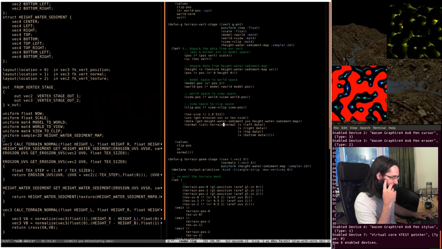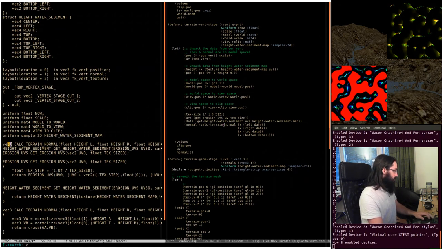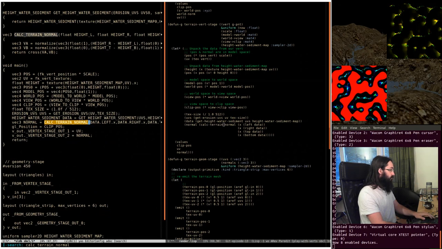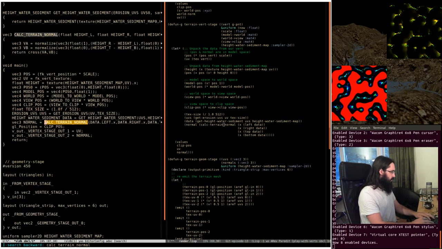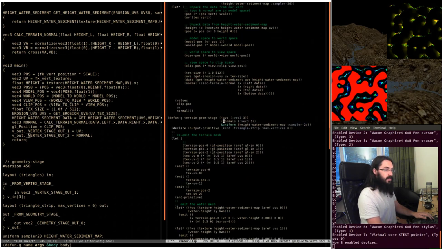Clip boss, UV, normals. Yep, UV and normals. Should have been a vec3. Dark terrain normal does return a vec3. Come on. So, normal is that. So, vertex stage out, two of those. Sorry, it's one of those each, which means three of those in the next stage.